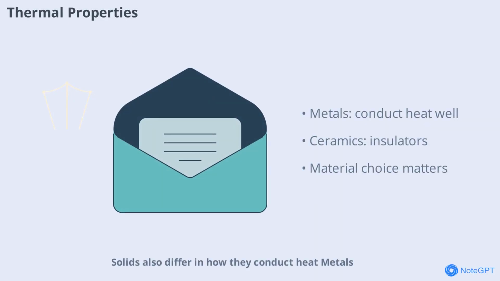Solids also differ in how they conduct heat. Metals with their free-moving electrons are excellent thermal conductors. Other solids like ceramics or glass are poor conductors and are used as insulators. The ability to transfer heat efficiently or resist it is a key factor in choosing materials for specific uses, such as cookware or building insulation.